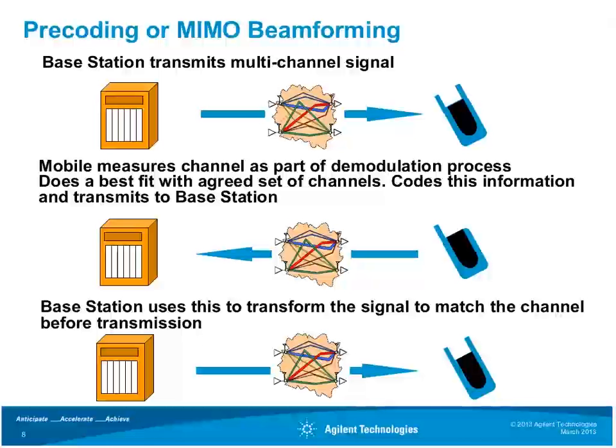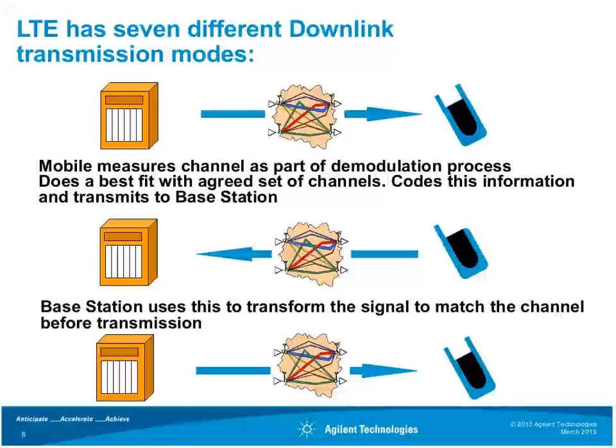So at the top we begin, the base station sends a signal to the handset. The handset then estimates the channel and picks the optimum pre-coding from a predefined code book, which both the base station and the mobile have. It then sends a signal back to the base station. The base station then modifies or transforms the signal to match the coded message, and therefore it matches the channel.